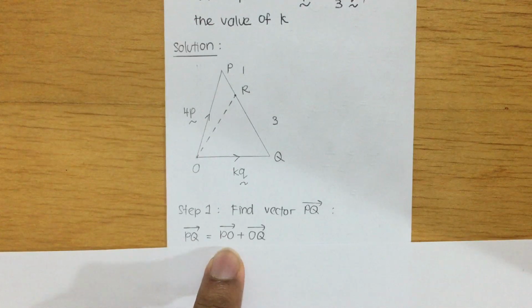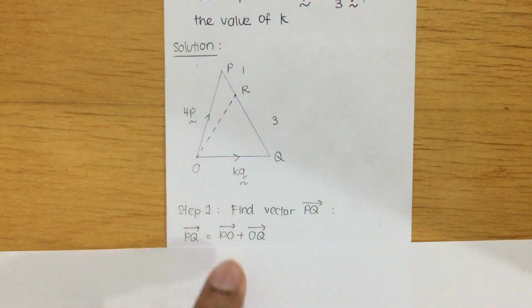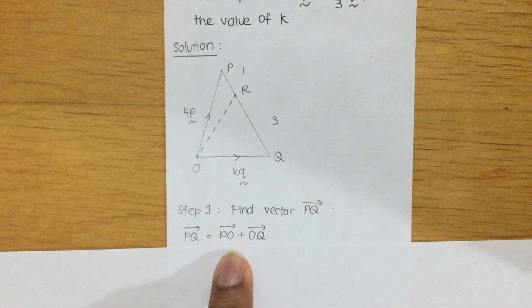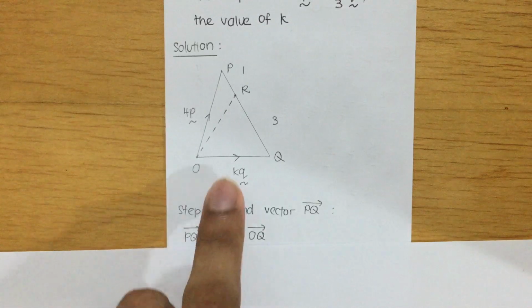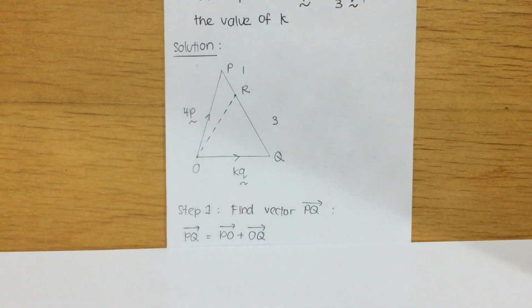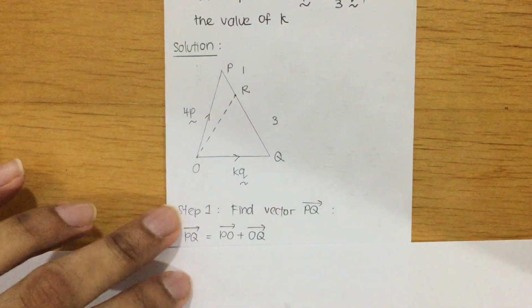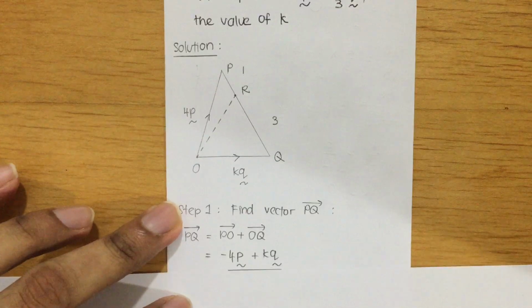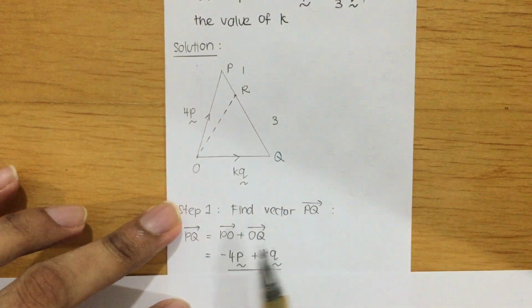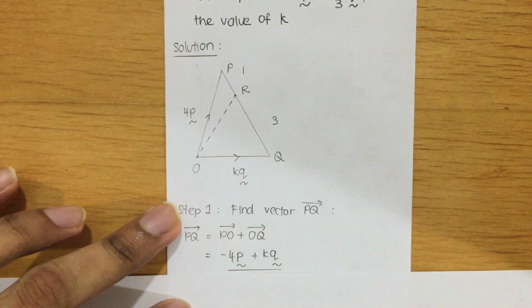But the question already gives us vector OP. So how to find the vector PO? Vector OP is the opposite direction of vector PO, so vector PO will be -4P guys. OQ is already given as plus KQ. So therefore your vector PQ will be equal to -4P plus KQ. So this is your vector PQ guys.